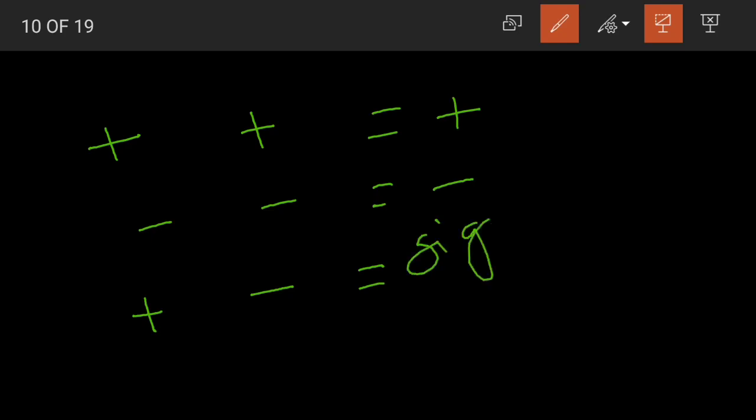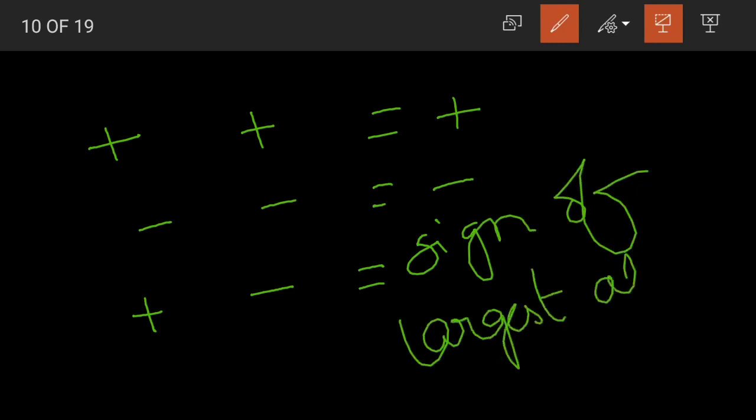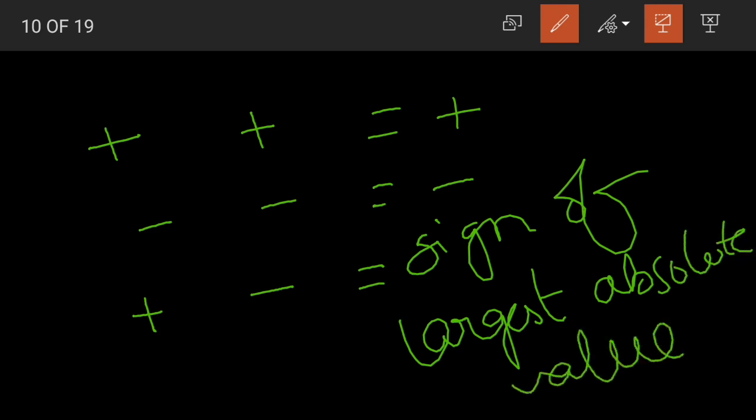What do we do in case of addition and subtraction? If both the numbers are positive, then the answer is positive. If both the numbers are negative, then the answer is negative. If one is positive and the other is negative, what will the answer have? The answer will carry the sign of the largest absolute value. The result will carry the sign of the largest absolute value.